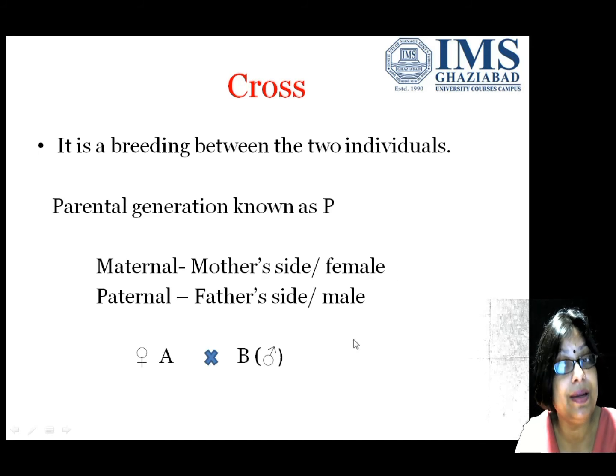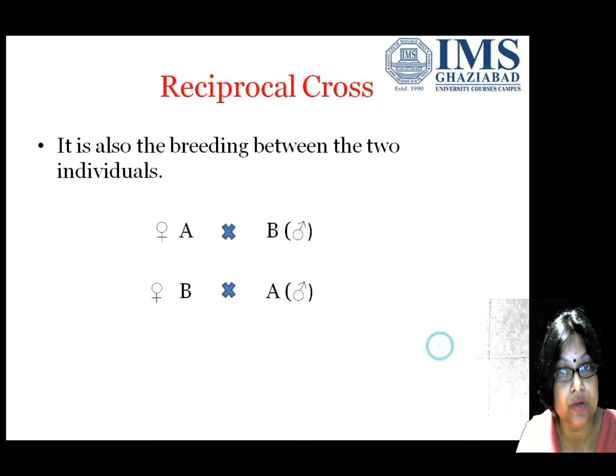For the female and male, we again use the symbols, as you all know. We show them with the circle and the plus, and the circle and the arrow. These are the symbols for the maternal and paternal individuals.